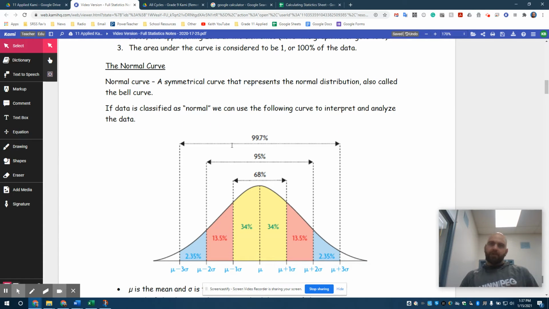Now, what we call this is something called the normal curve. And the normal curve is a symmetrical curve that represents our normal distribution.